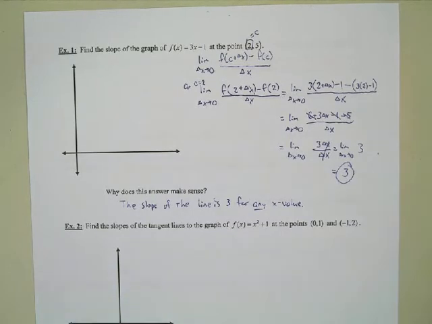Okay, the slope of the line is 3 for any x value. I left some space to graph that, but I'm not going to bother with graphing this one because it's a line, and we know how to graph a line. I think it's not going to be too necessary for this one. The next one we will graph, though, for sure.